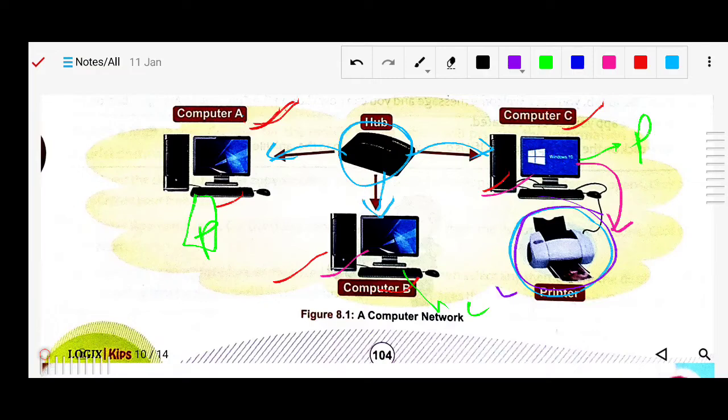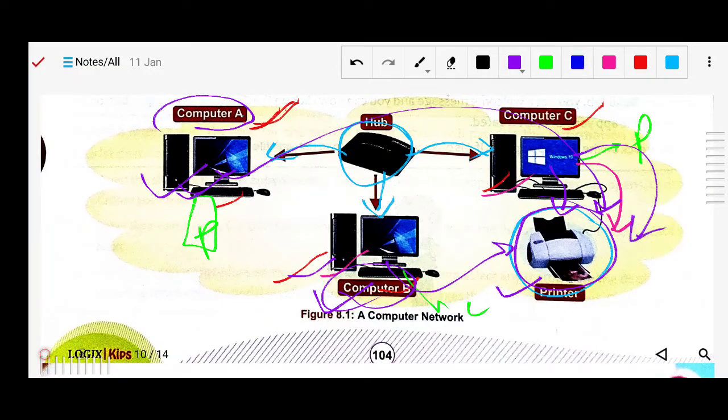This printer can be used by B also, and by A also, because it is connected with C, but it can be used by A and B. Why? Because these all are in the network. So if A wants to take a printout, A can take the printout, B also can do it and C also can do it. This is the benefit of systems being in a network.